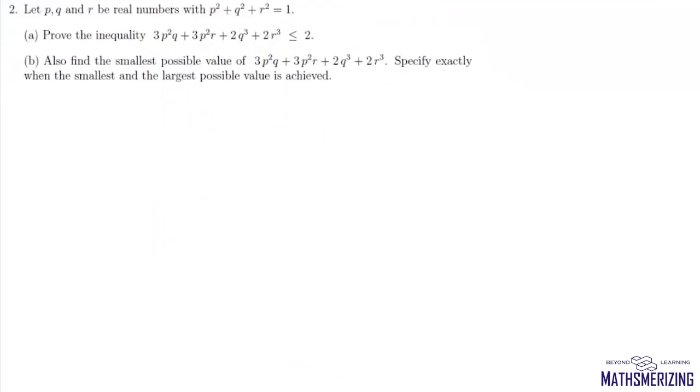Now in question number 2 we are given: let p, q, r be real numbers such that p square plus q square plus r square equals 1. Then we are given this expression. We have to prove that it is less than 2 and we have to find its smallest and largest value.